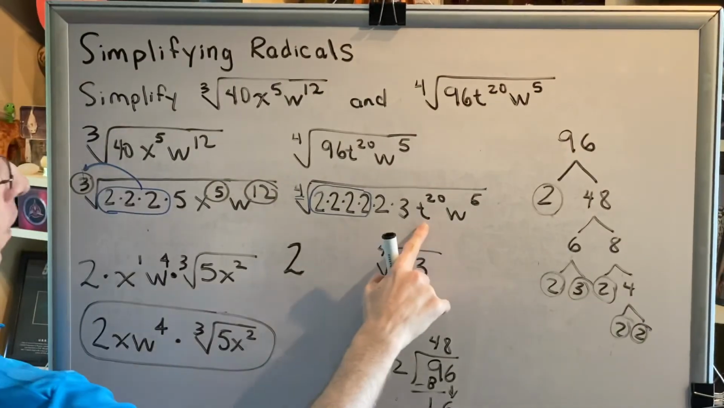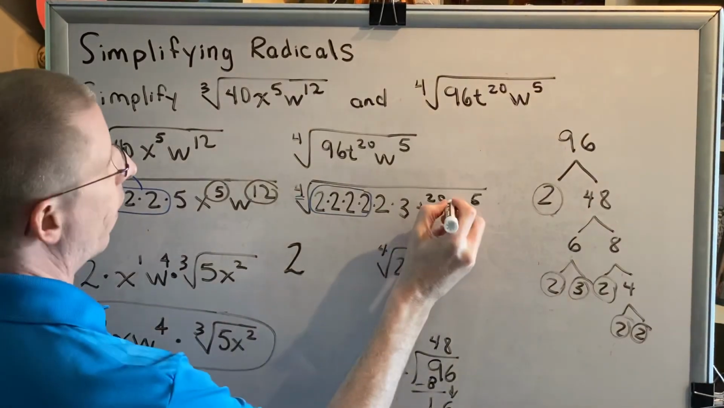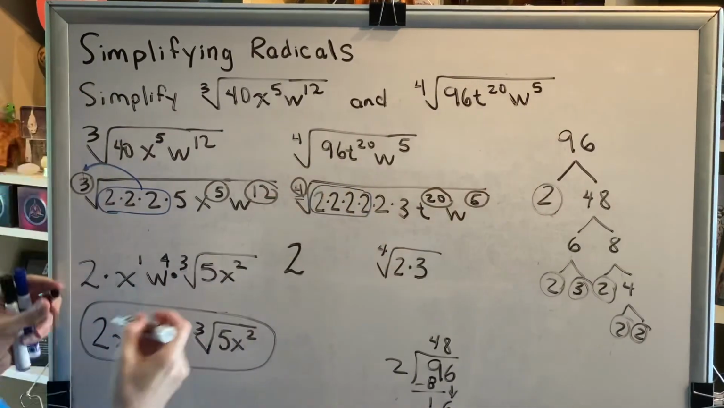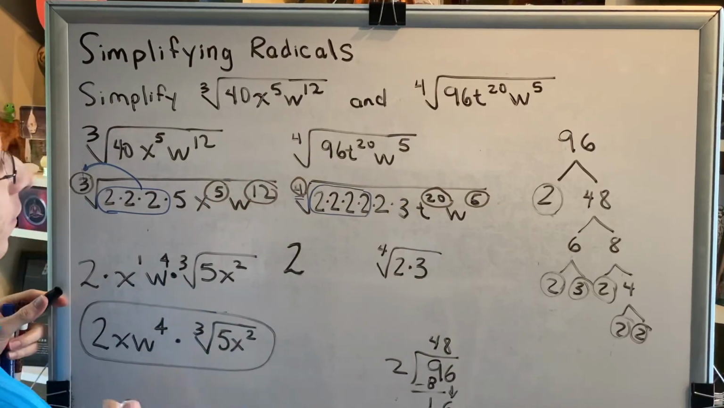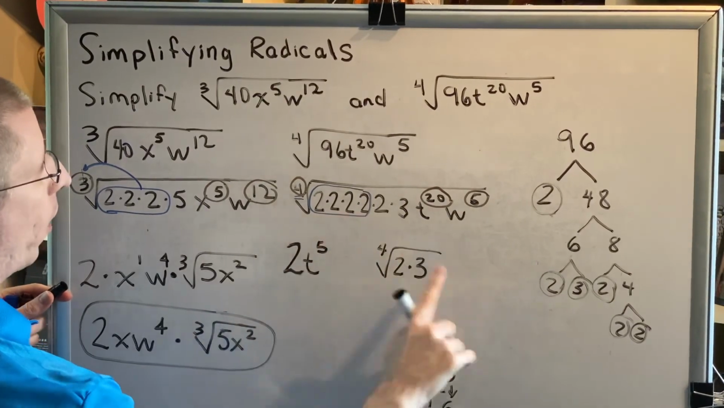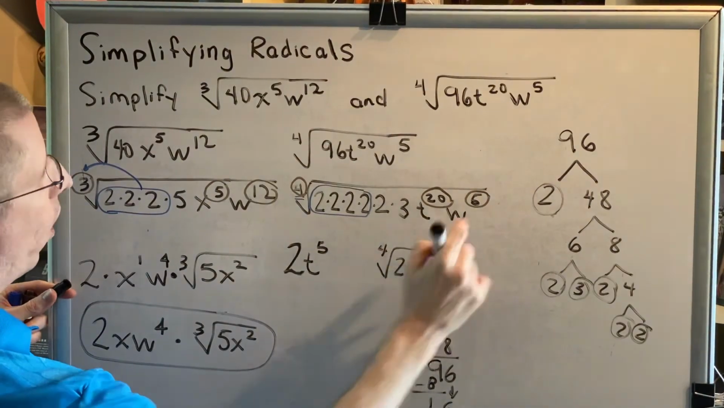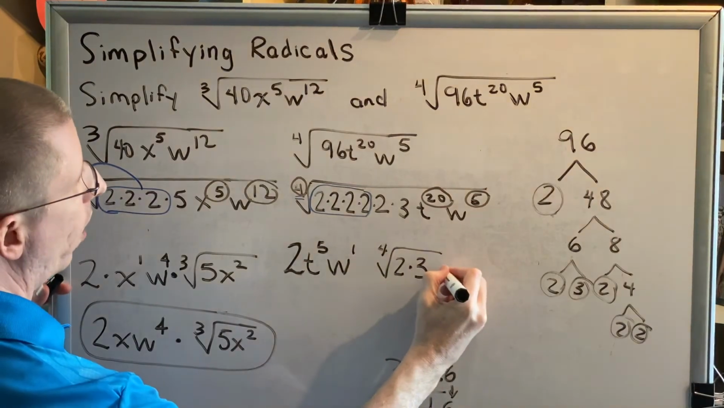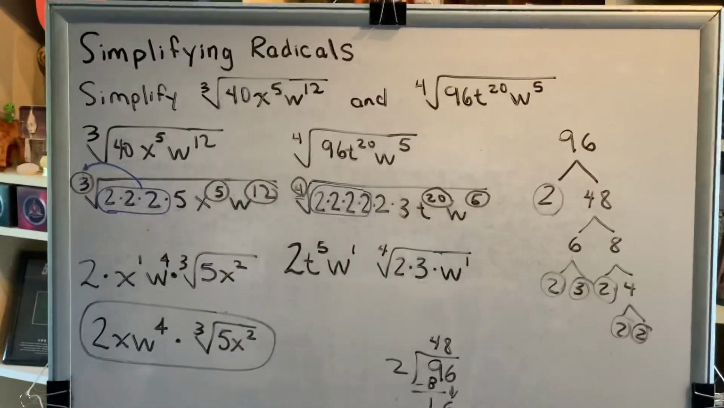Okay, now for the variables, I'm going to use my shortcut trick, and I'm going to divide. So I need to divide 20 by 4, and I need to divide 5 by 4. Okay, let's do both of those things. 4 goes into 20 exactly 5 times with no remainder. So that means I'll have t to the 5th power and no t remaining underneath. 4 goes into 5 1 time with a remainder of 1. So I'll have a w to the 1 outside, and I'll have a w to the 1, but remains inside.